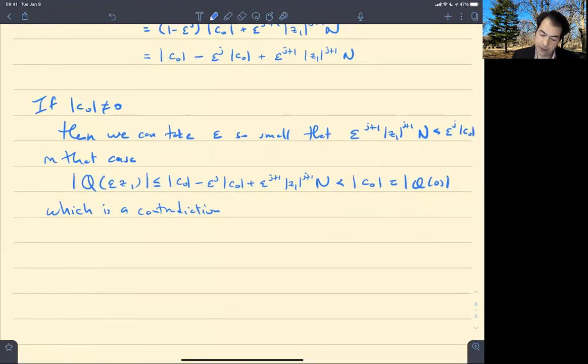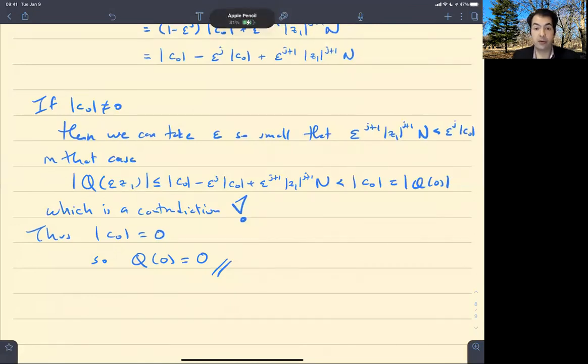Okay, that's a contradiction. Thus, modulus of C0 has to be 0. So Q of 0, which is C0, is 0. And that's what we wanted to show. Okay, so there you go. There's a proof of the fundamental theorem of algebra.